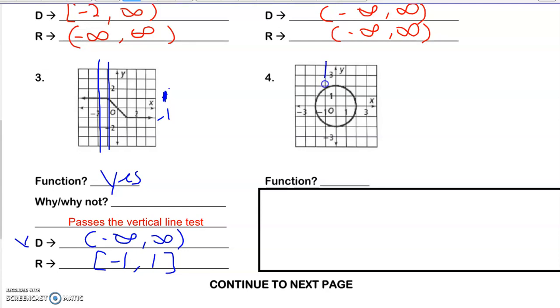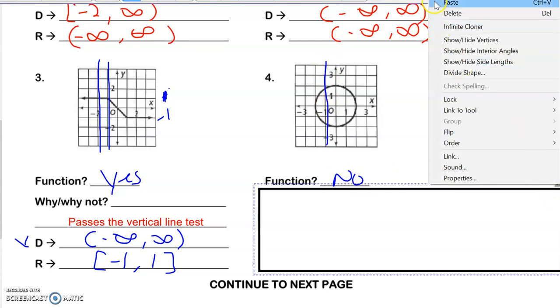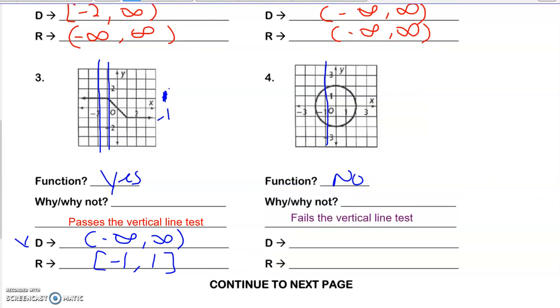So this one right here, it fails the vertical line test. It does not pass it at all. So it doesn't pass the vertical line test. We want to know what it is for the domain and range. The range is from here to here. And if I take a look at this, the domain is from -2 to 2. And the range is also from -2 to 2. Taking a look at the next page.